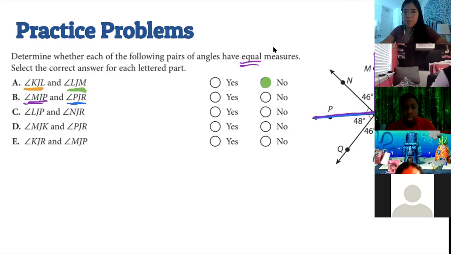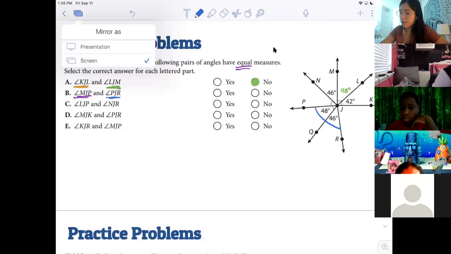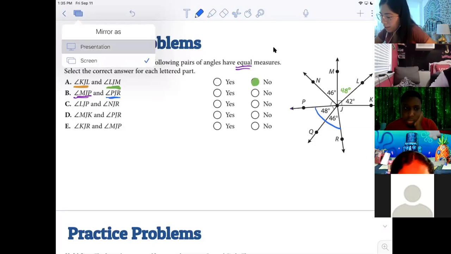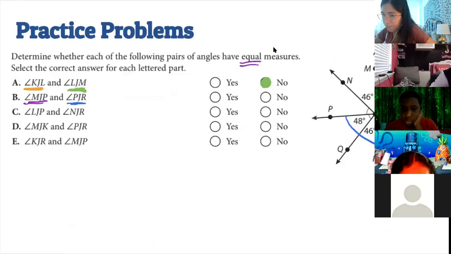How much does PJR measure? How many degrees? 94. Good, 90, yeah, 94. How'd you get that? I added them. Yeah, you just add. So we know that this one is 94 degrees. Okay. It's loading slowly for me. Give me 1 sec. Okay, there we go. So we know that measure of angle PJR is 94 degrees.